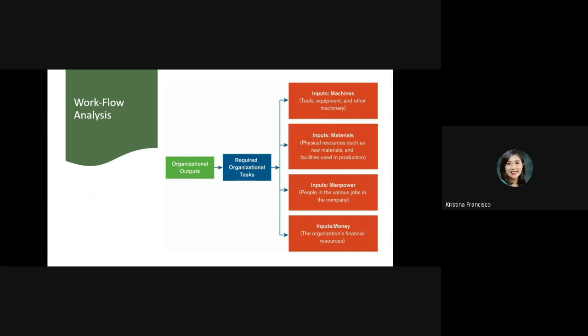So as you can see with the illustration, the method is reversed. To define what output is, what task is, and what input is, we are going to define them one by one. Output is the end product or services the organization aims to deliver. Tasks are the specific activities required to achieve the output, identified through workflow analysis and detailed in the job description. Inputs are the resources needed, including machines, materials, manpower, and money to complete tasks and produce output.